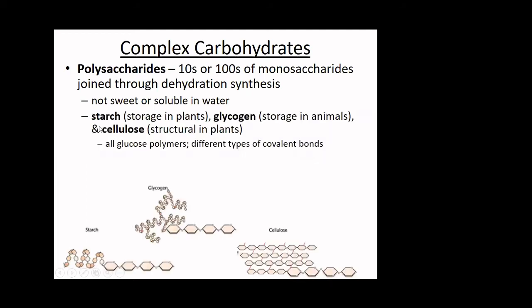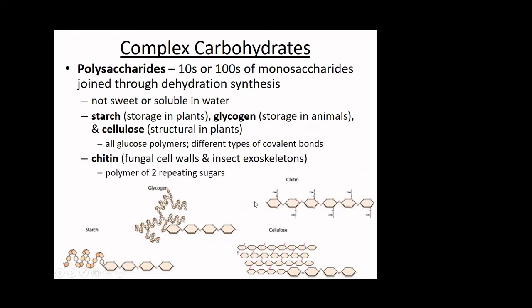Things like starch. Think of potatoes. Right? Potatoes are not sweet. Starch is essentially a way that plants can store carbohydrates, but they're all made of essentially glucose into different kinds of polymers. Chitin, that really strong substance in fungal cell walls and insect exoskeletons, that is a polymer of 2 repeating sugars.